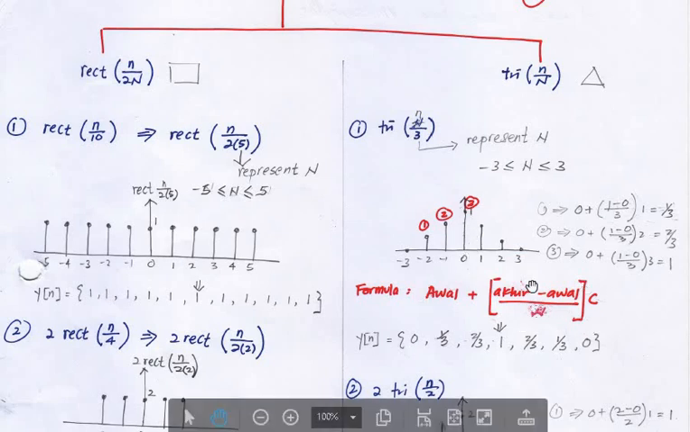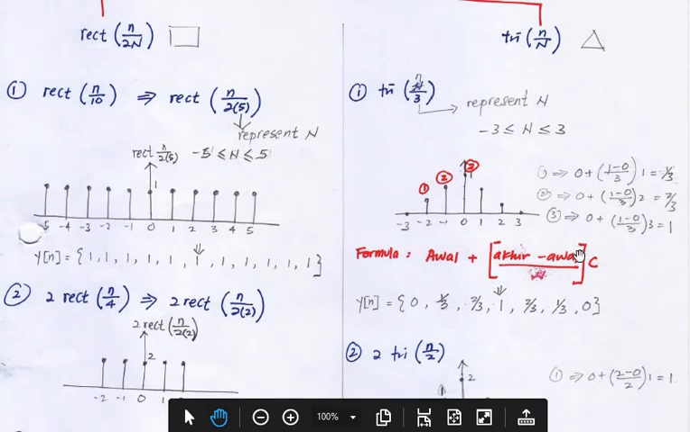So this is the formula. Okay, this is the formula that I already written here. And then you can write it in the form of a numeric sequence. So 0, 1 over 3, 2 over 3, and then 1, 2 over 3, 1 over 3, 0 again. So this is the numeric sequence for triangular.